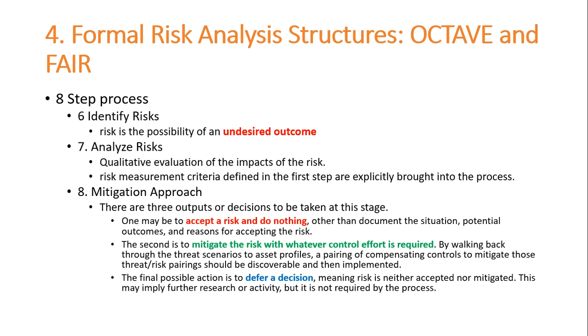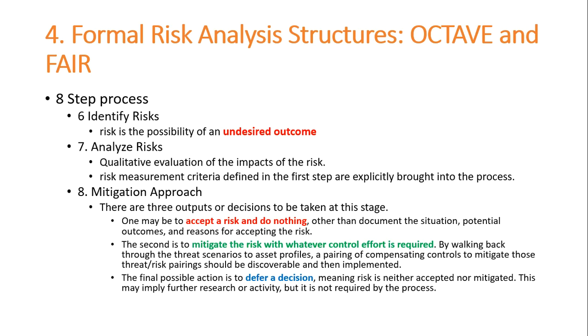So the first decision is to accept a risk and do nothing. Assume that you found some risk, but you are not going to resolve it. I will not resolve this because this risk is not so substantial to the threat or vulnerability, so I will accept the risk but do nothing. Then the second decision is to mitigate the risk with whatever control efforts are required. At any condition I need to resolve this risk. That is the second one.